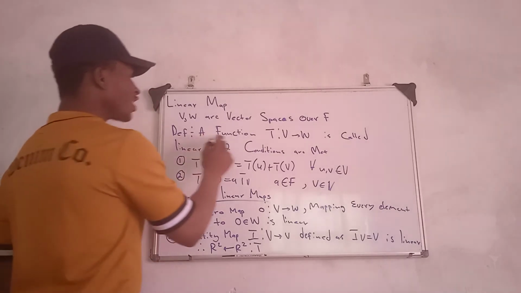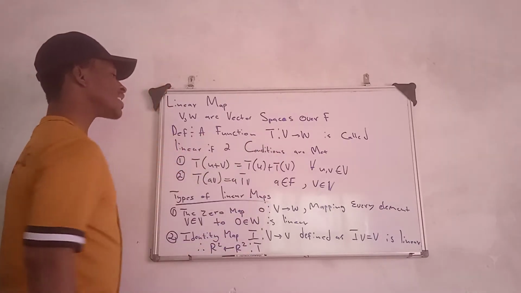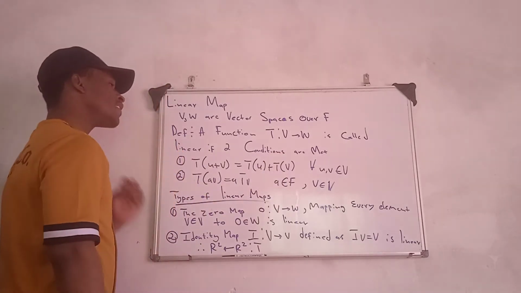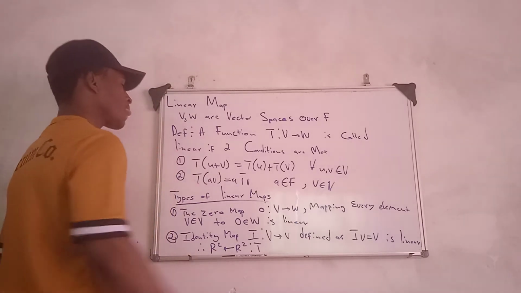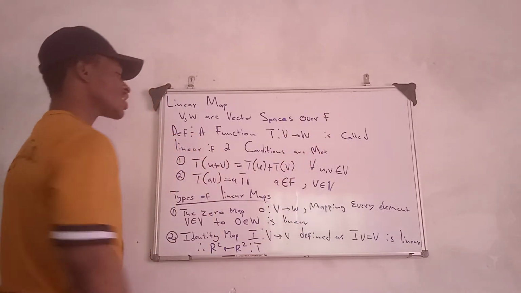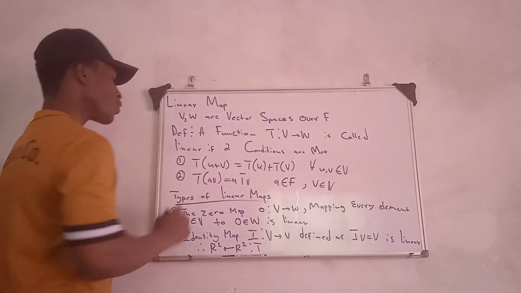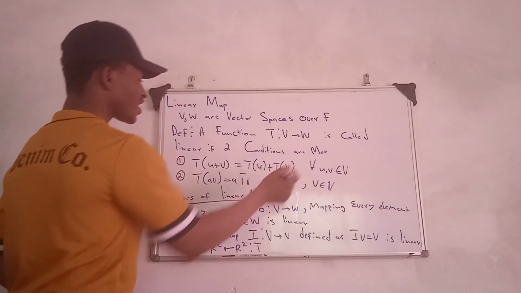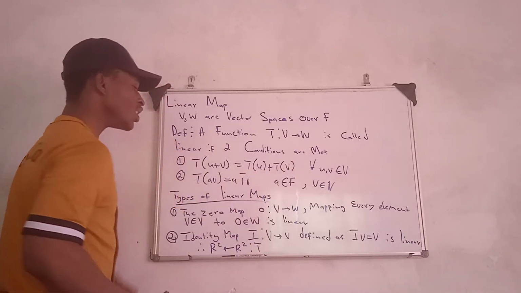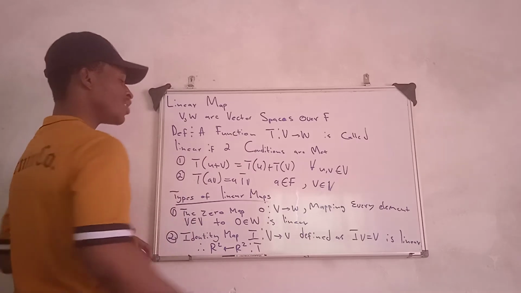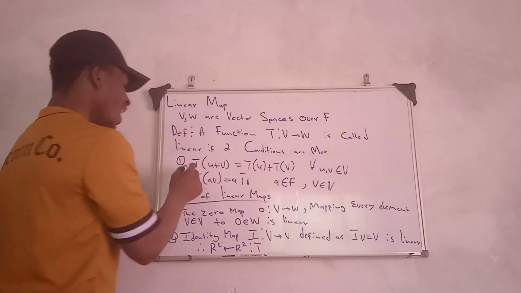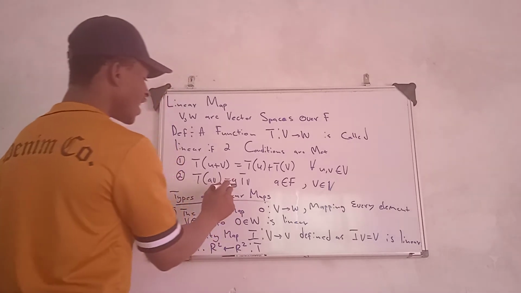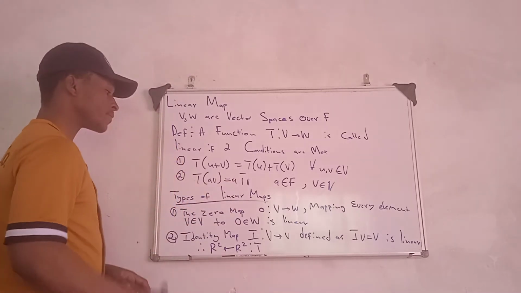We say that a function T which maps every element in the subspace of V to every element in the subspace of W is called linear if two conditions are met. First condition: T(U + V) equals T(U) + T(V), whereby U and V are elements of the universal set V. And then for a scalar, we say that T(AV) equals A times T(V).